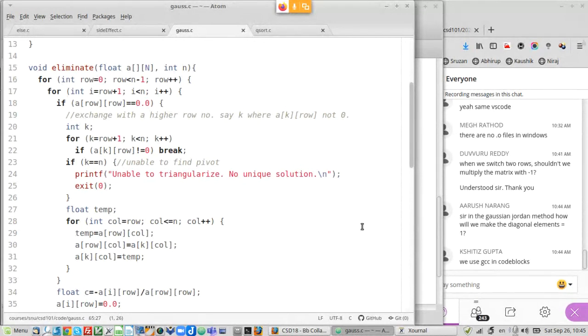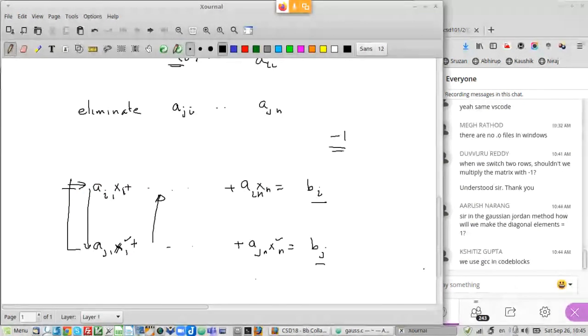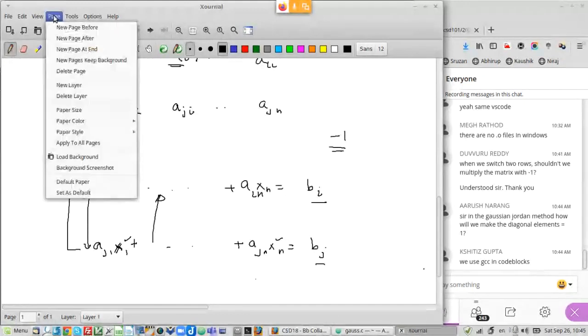In the Gauss-Jordan method, how will we make the diagonal elements 1? Just by dividing by the diagonal. So let's get to the Gauss-Jordan method.